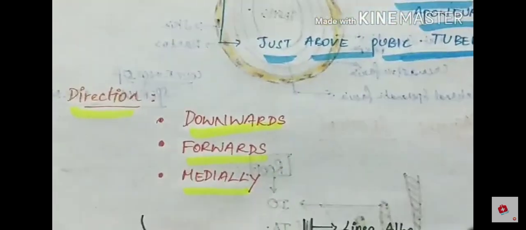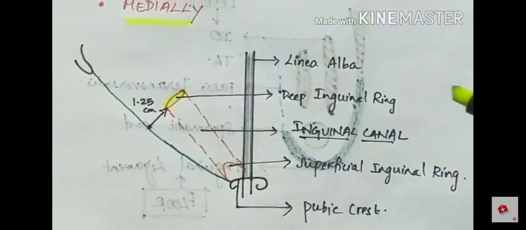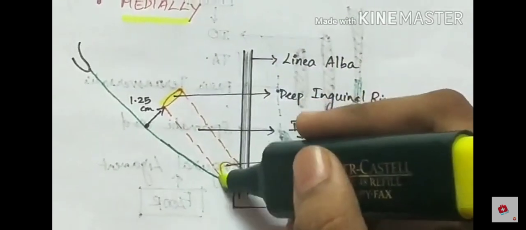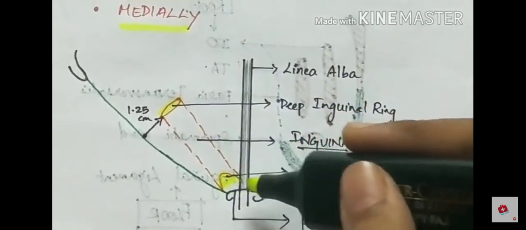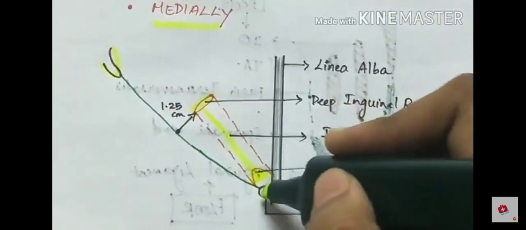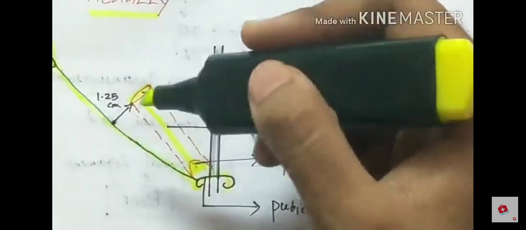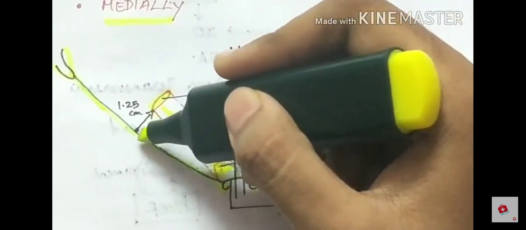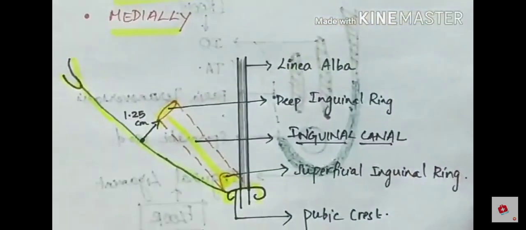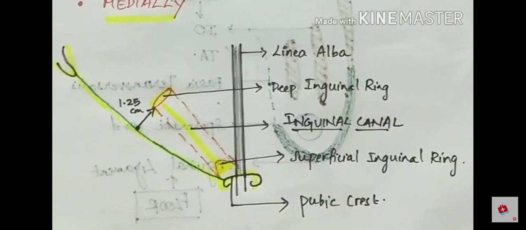This is a diagrammatic representation of the inguinal canal. Deep inguinal ring, which is oval, superficial inguinal ring, which is triangular, and this is the inguinal canal. Anterior superior iliac spine, pubic crest and pubic tubercle. This is the inguinal ligament. The deep inguinal ring is 1.25 centimeters above the mid-inguinal point.